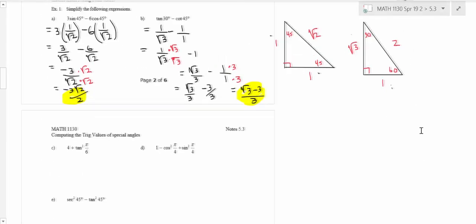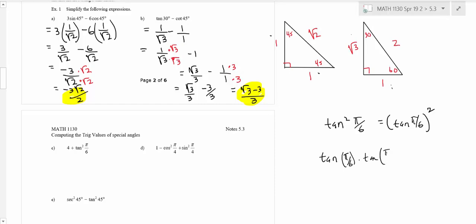All right, let's see. Problem C says 4 plus tangent squared of pi over 6. If you see tangent squared of pi over 6, what that really means is the tangent of pi over 6, squared. Tangent squared just means the tangent of something, times itself: tangent of pi over 6 times tangent of pi over 6. So I'm going to write this as 4 plus the tangent of pi over 6, the whole thing squared.